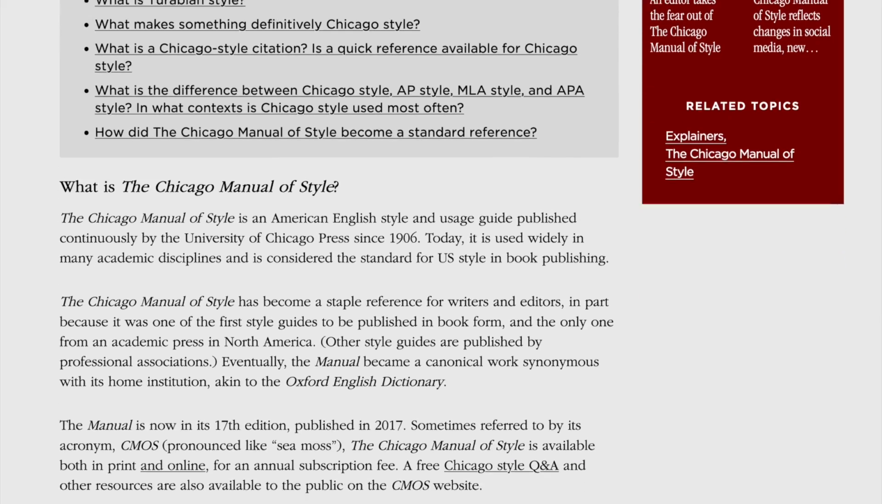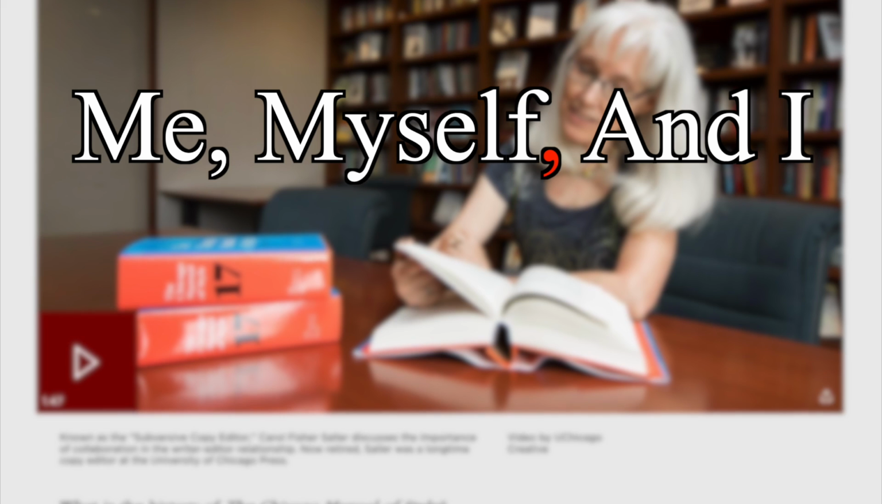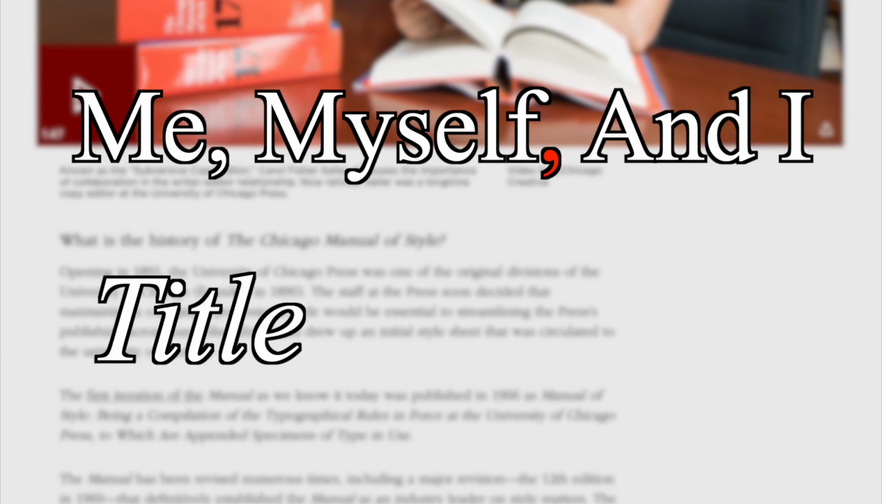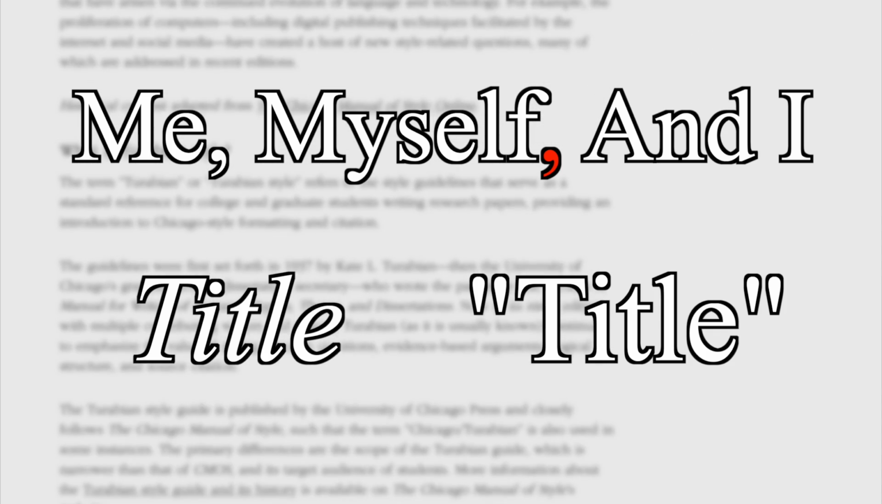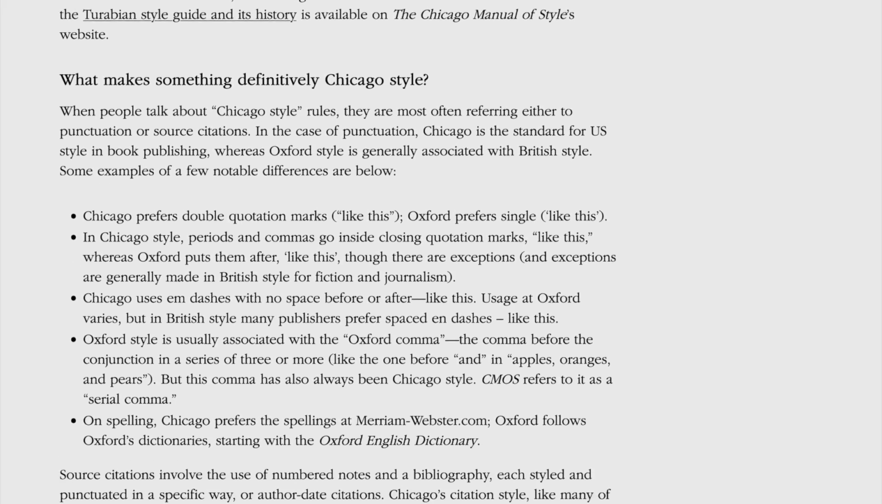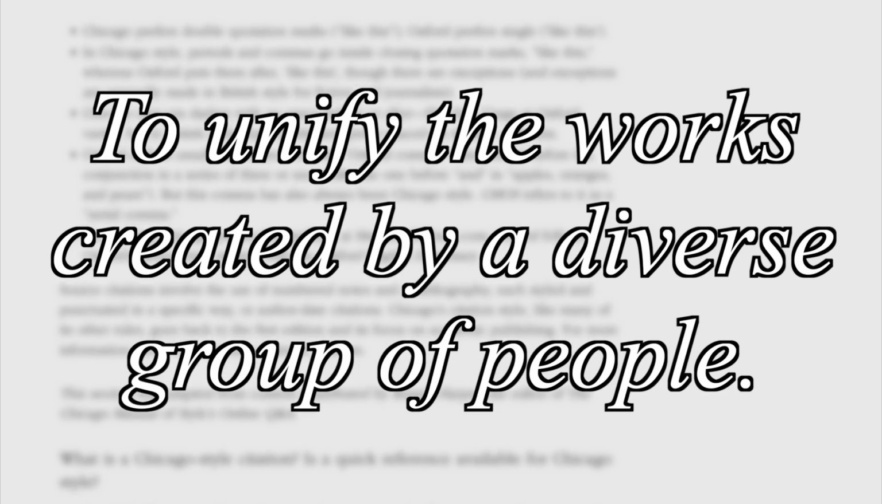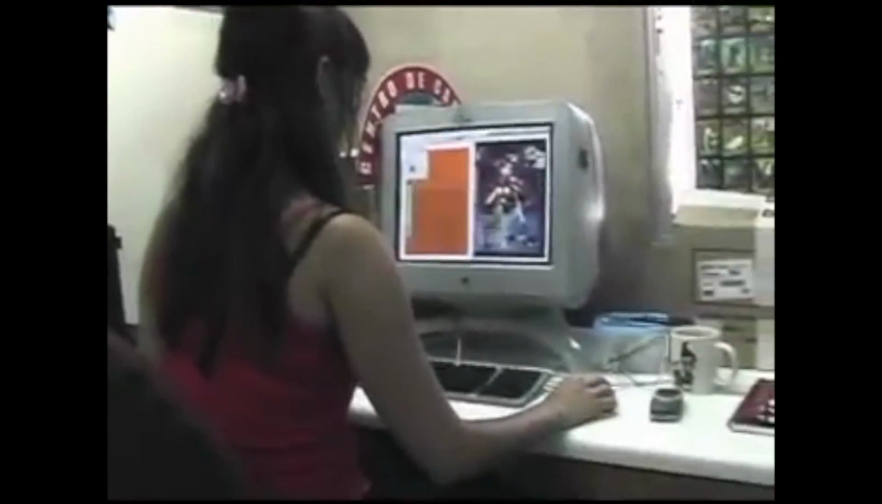If you see disagreements online over certain formatting, such as the use of commas or whether a cited work title should be italicized or quotated, it's often a conflict between different manuals of style. But for the most part, a manual of style has one purpose: to unify the works created by a diverse group of people. And in an ongoing project like a card game, a unified manual of style has just as valuable a role. It's also practically invisible.